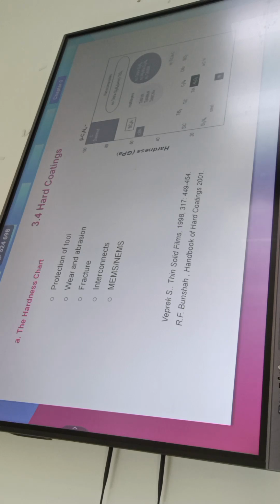Just a question, because you have shown hardness, can diamond at nano scale, will its hardness also be affected or not?